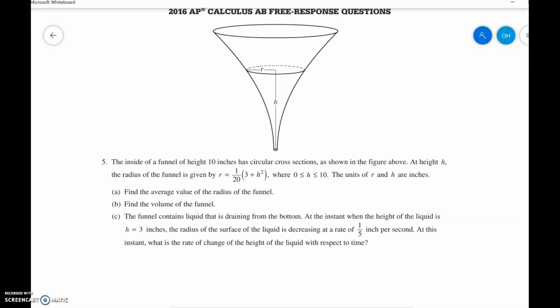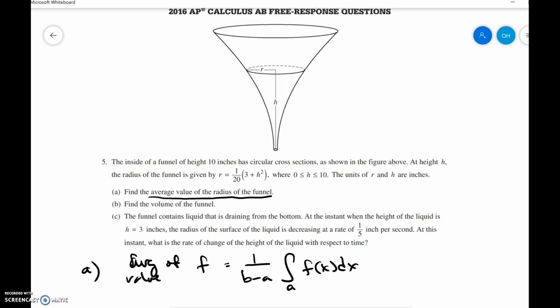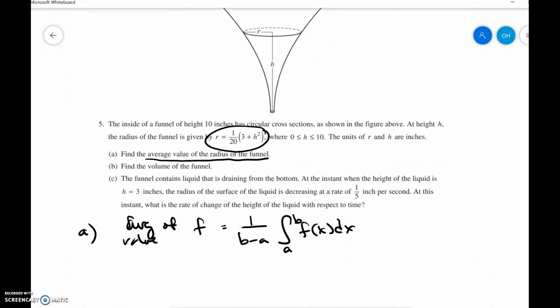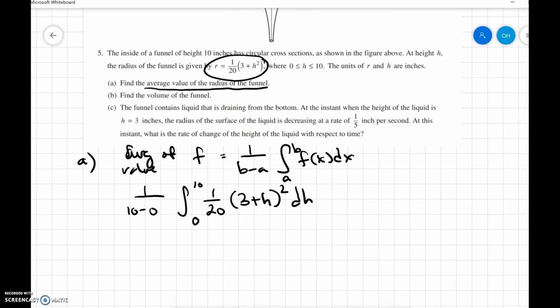Anyway, it says find the average value of the radius of the funnel. The average value formula is: the average value of f is equal to 1 over b minus a, the integral of f of x dx from a to b. So I want the average value of the radius, and this is my radius equation. Now I'm going to integrate from 0 to 10, 1 over 20, 3 plus h squared dh, and then this is going to go 1 over 10 minus 0.